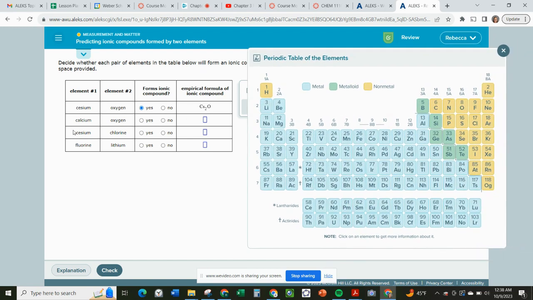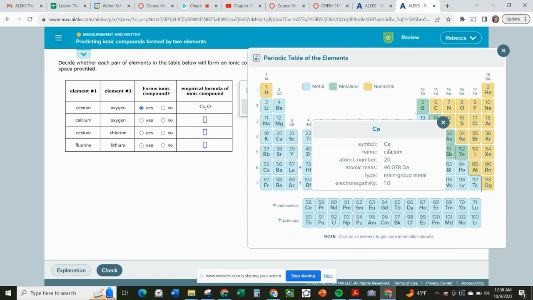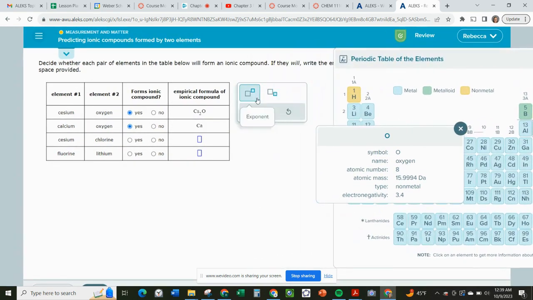Okay, the next one is calcium and oxygen. So let's see, calcium is Ca. And then oxygen, that's a metal and a non-metal. So metal, non-metal. Yes, those are the only ones that form ionic compounds. We have to have a metal and a non-metal. All right, and then calcium is in this column. So everything in this column, all the metals form a 2+ charge. So Ca, I'm showing my work. I'm writing the cation first.